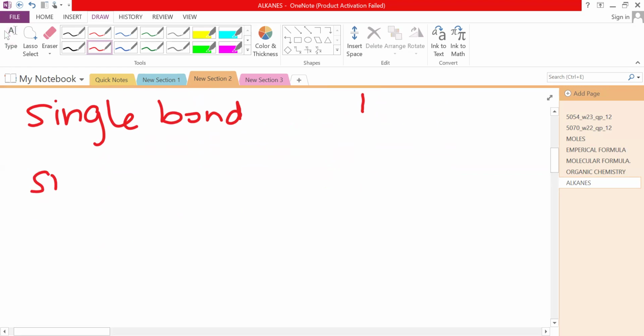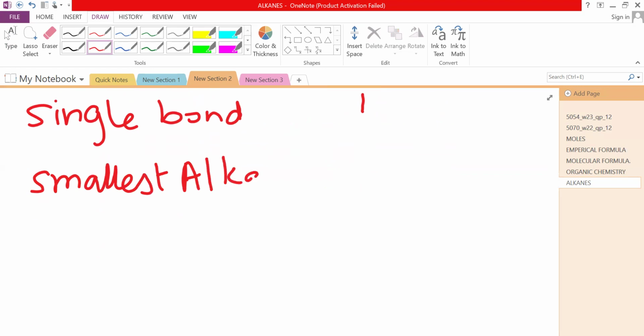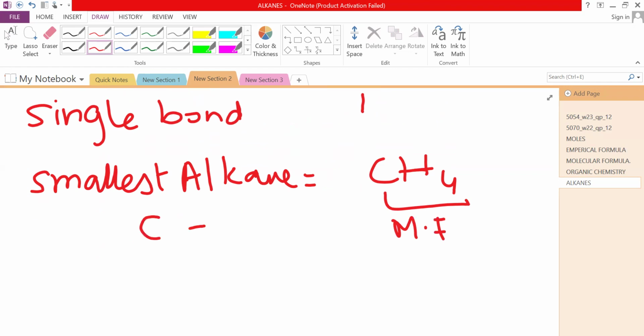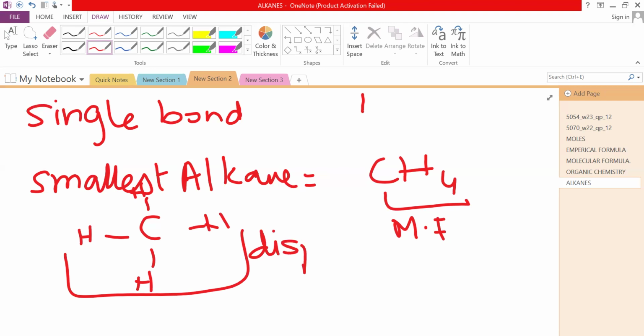The smallest alkane is methane, which is CH4. CH4 is the molecular formula. However, here is one hydrogen, second, third, and this fourth hydrogen. So this is the displayed formula for methane.